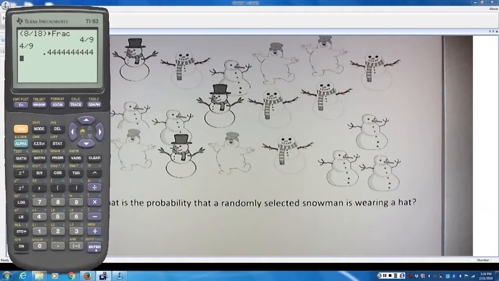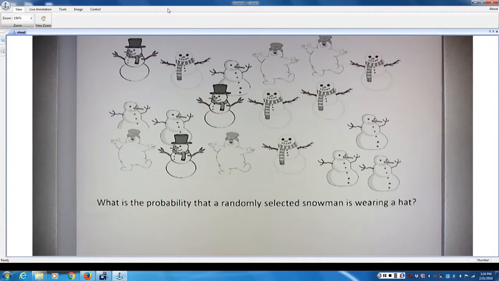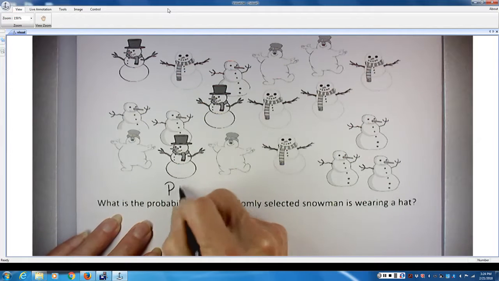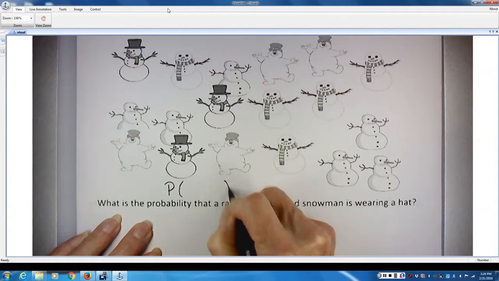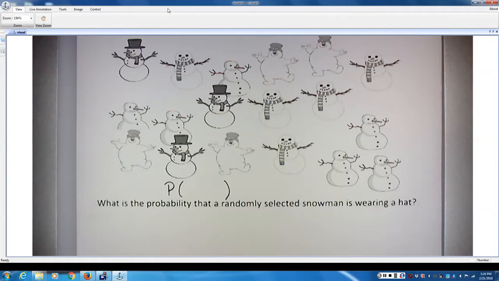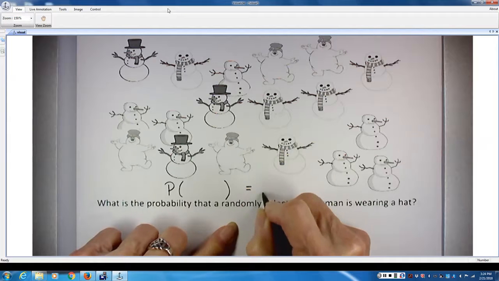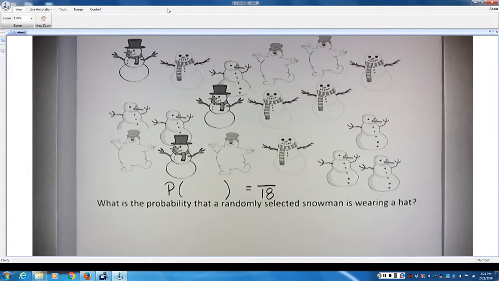Okay, same situation, and notice here, every one of these I made a clean picture because it's easier to see what we're counting. This one says, what is the probability that a randomly selected snowman, and we already know there's 18 snowmen, right? Is wearing a hat.